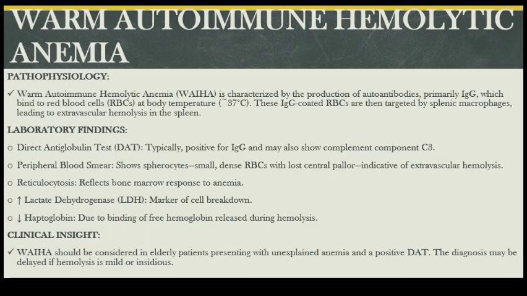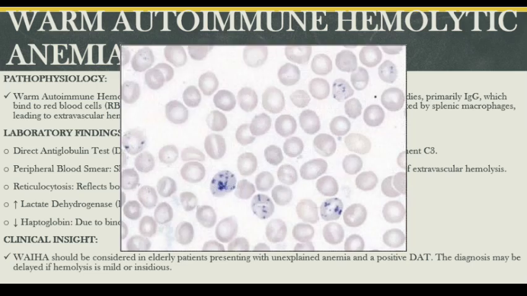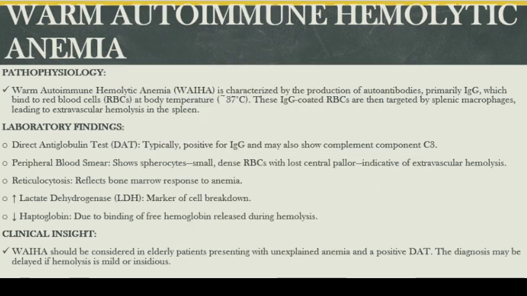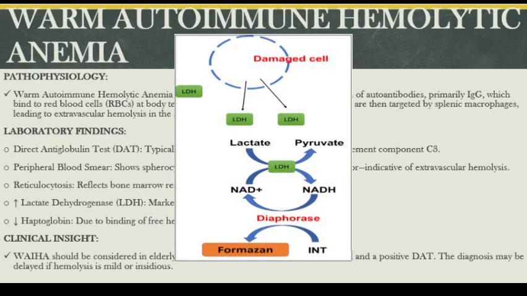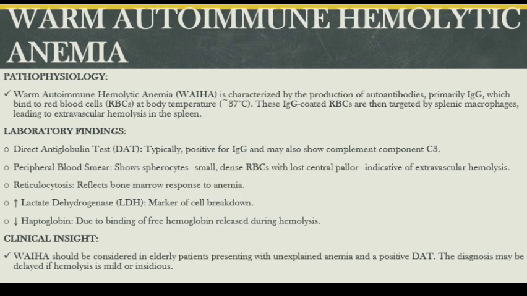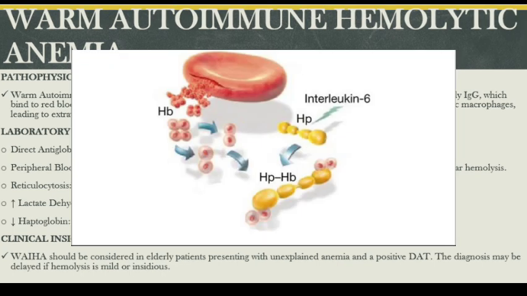Next we have reticulocytosis. This reflects the bone marrow response to anemia. Next is the increase of lactate dehydrogenase. This is a marker for cell breakdown. And then finally, the decrease in haptoglobin. This is due to the binding of free hemoglobin released during hemolysis.